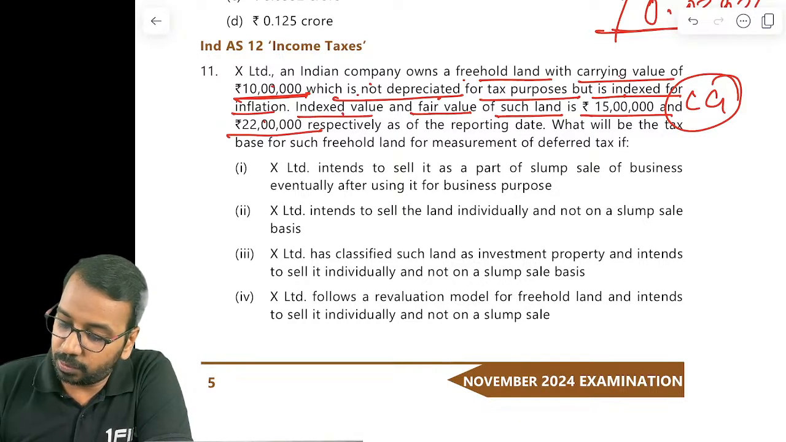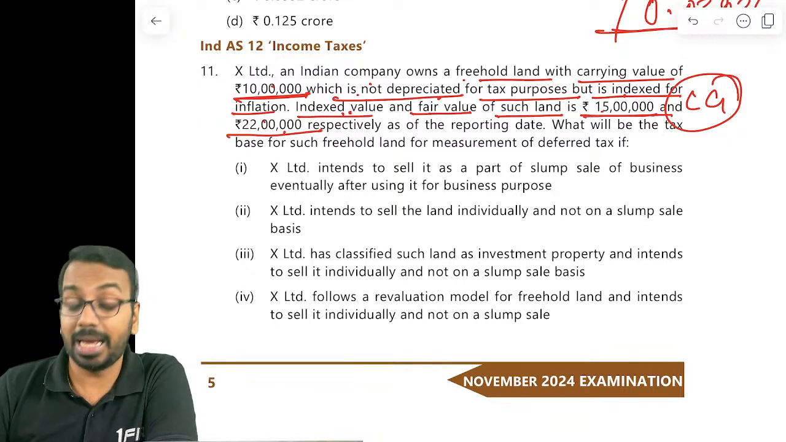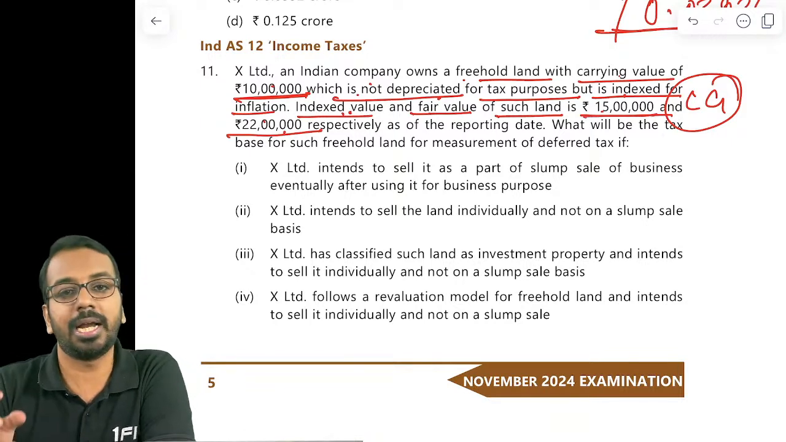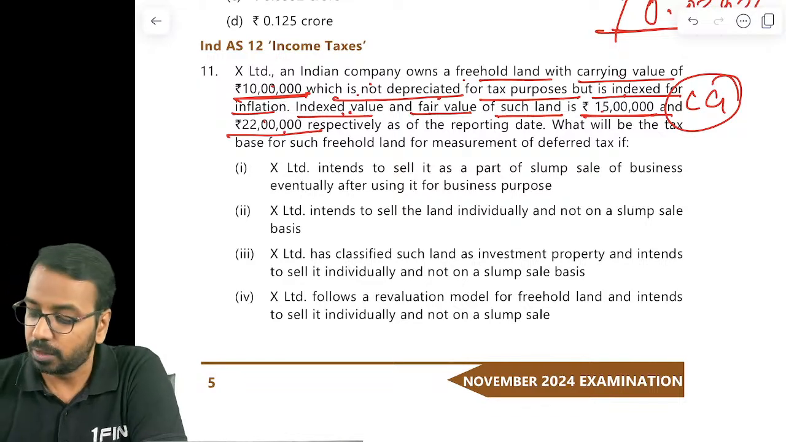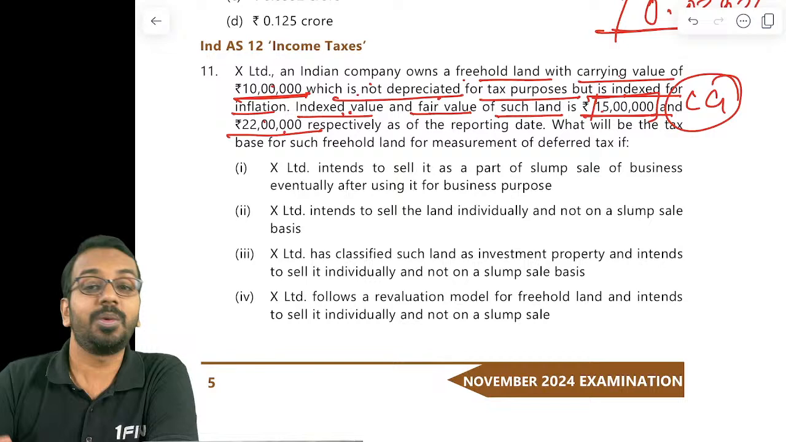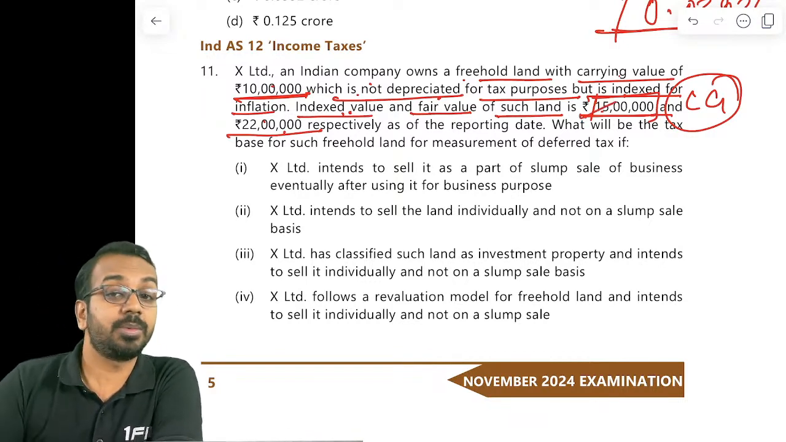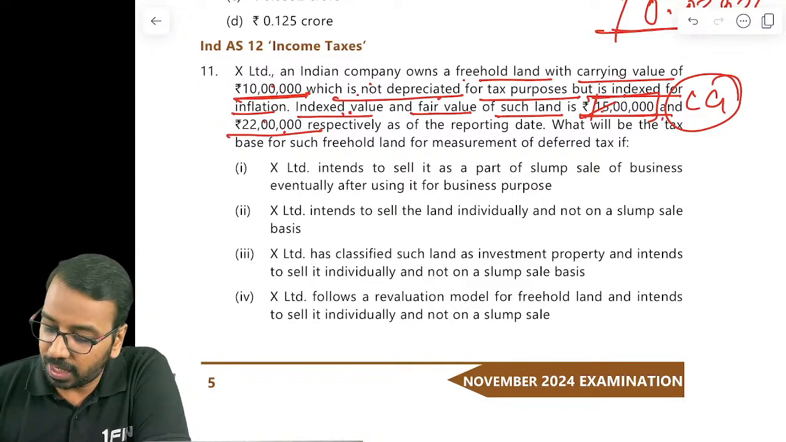Index value and fair value are 15 and 22. So if it is indexed, the indexed value is 15 lakhs. While calculating your capital gains, you will get a deduction of 15 lakhs, which means the amount available as deduction against this particular asset is 15 lakhs, and that 15 lakhs becomes my tax base.